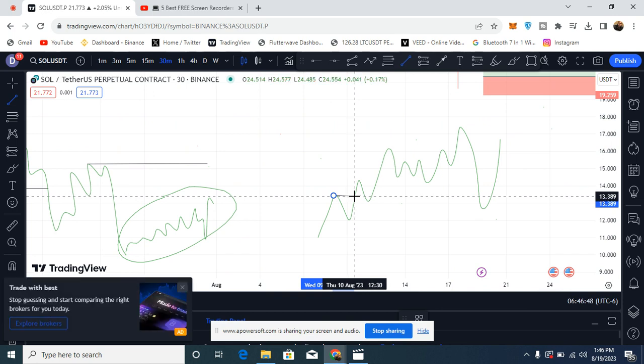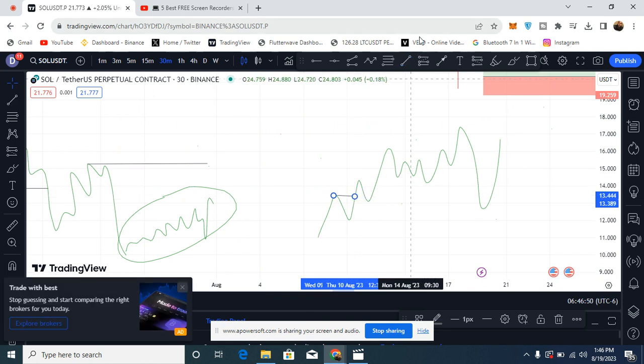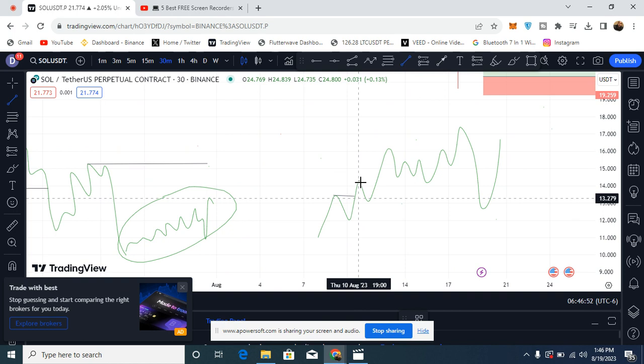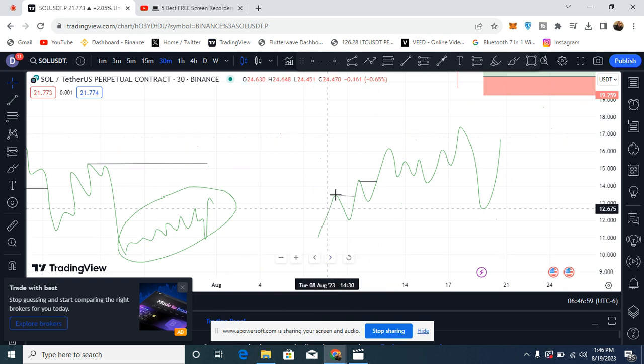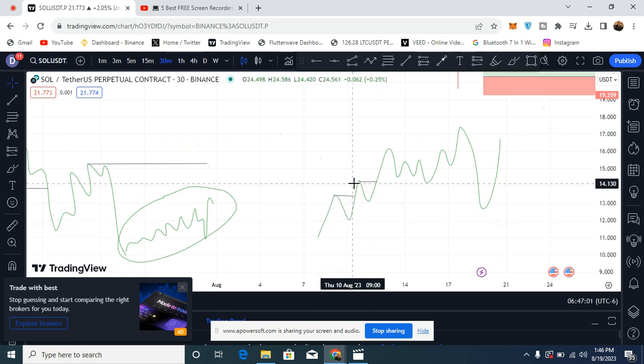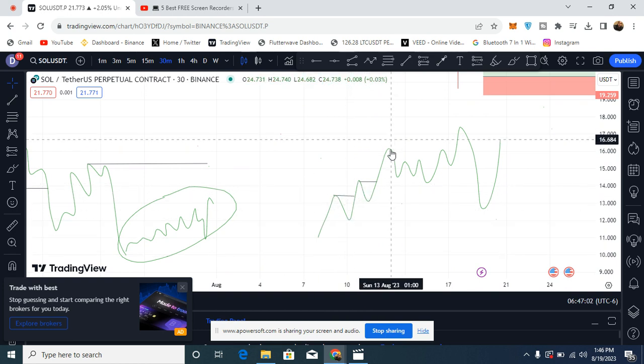Now, this would be structure. The first thing you want to do is draw out structure. Once you draw out structure, then you look for the liquidity zones. You draw out structure, we have structure like this. Then you say, okay, higher highs, higher lows, higher highs, higher lows, higher highs. Okay, you have another higher high. Just mark out all of the structures first.